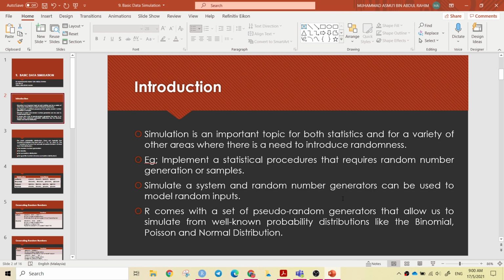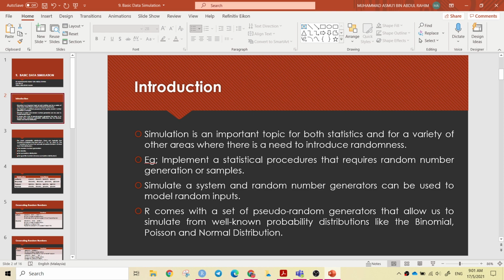And R actually comes with what we call pseudo random generators that allow us to simulate from well-known probability distributions. But for this particular topic, we will only discuss four probability distributions: uniform distribution, binomial distribution, Poisson distribution, and normal distribution. And the most well-known, I think, is the normal distribution. So let's take a look at how we can produce this output.